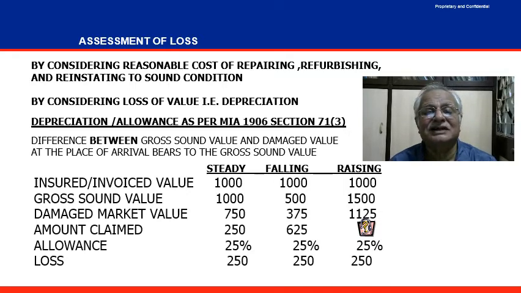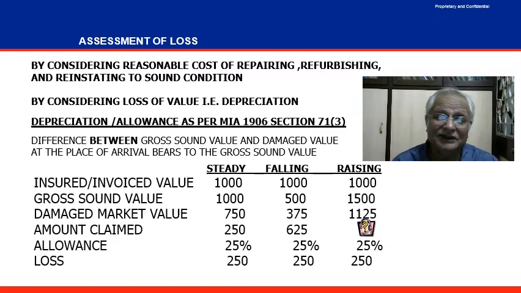So in a steady market, what is the method of assessment of loss, depreciation, how is it worked out? If it is a falling market, when the market is falling, the chances of rejection of the entire consignment are much higher because there is a commercial loss attached to it. That is, I have purchased something for 1,000 rupees, but the market has fallen to 500. So if it is slightly in damaged condition, my tendency will be to reject the entire thing, so I can put up a claim for total loss with the insurance company.